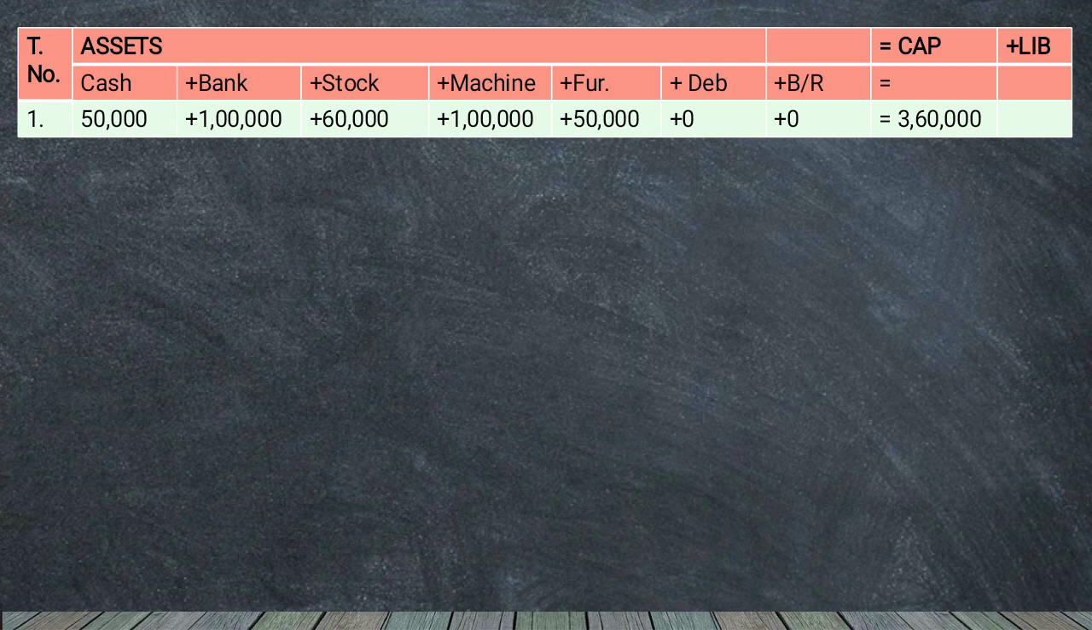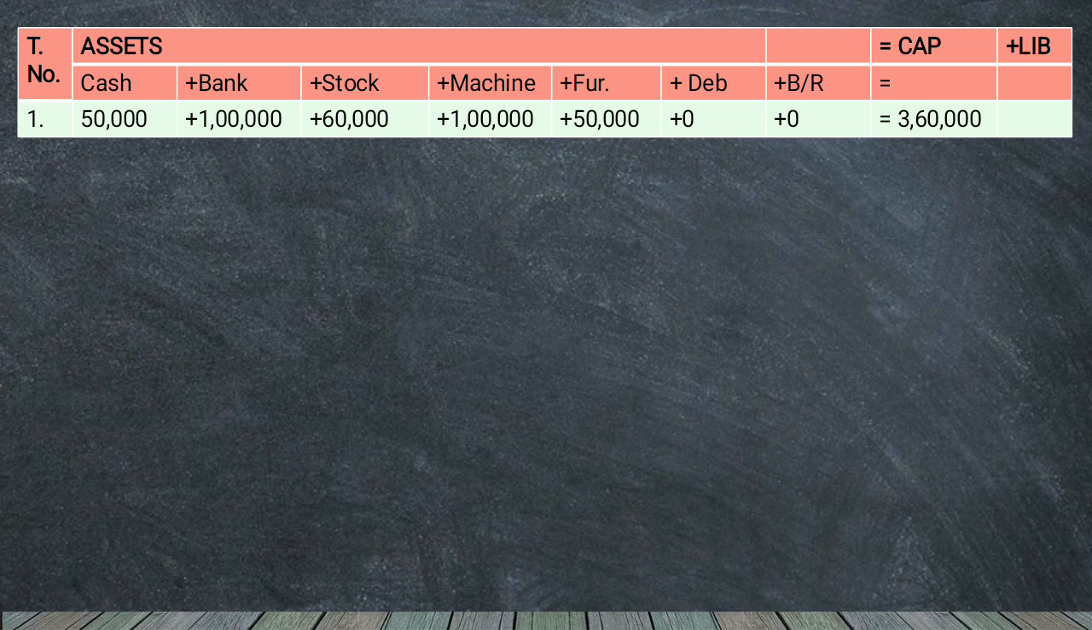So first I noted down the names of all the assets and all the liabilities. On the basis of the different transactions in the questions, we have to affect our cash, bank, stock, machine, furniture, debtors and bills receivable, as well as capital. This time I am not going to mention the transactions, I will write only the transaction number. So you have to note down all the transactions somewhere else. Okay, it will help you to understand it.